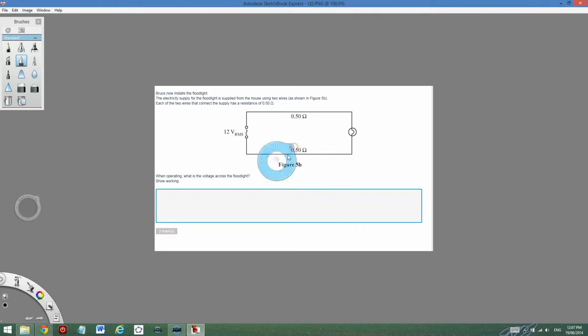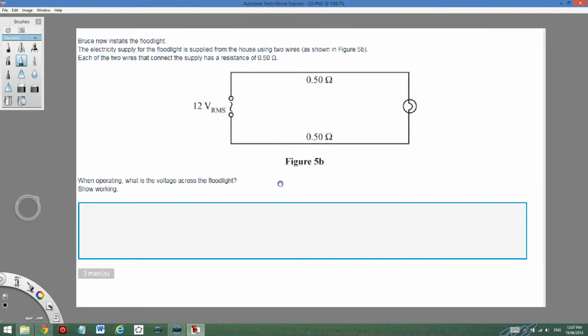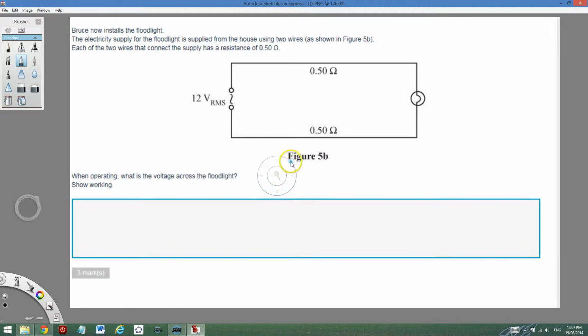Now, continue with the previous question. This time he connects the lights with a long wire. Each wire has 0.5 ohms of resistance. So what is the voltage across the light? Remember the voltage divider? The voltage across the light will be 12 take away the voltage across R1 and the voltage across R2.